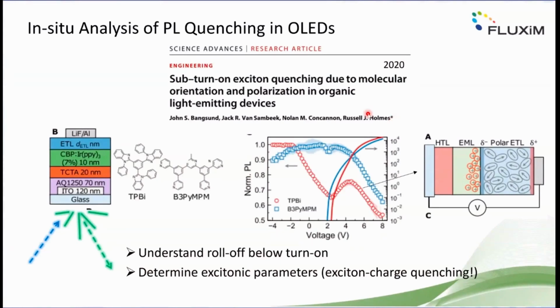Now, in that context, colleagues, Professor Holmes in the US, has introduced a nice method looking at the PL efficiency, not only in the on state after turn on, but also below turn on. He has observed, depending on the OLED materials used, and these are two different OLEDs, that one of them shows a constant PL efficiency below turn on, and the other one has a polar ETL that gives rise to some charge accumulation on the other side of this interface. This charge accumulation can lead to exciton quenching, and that is observed by this drop in PL efficiency below the voltage turn on.